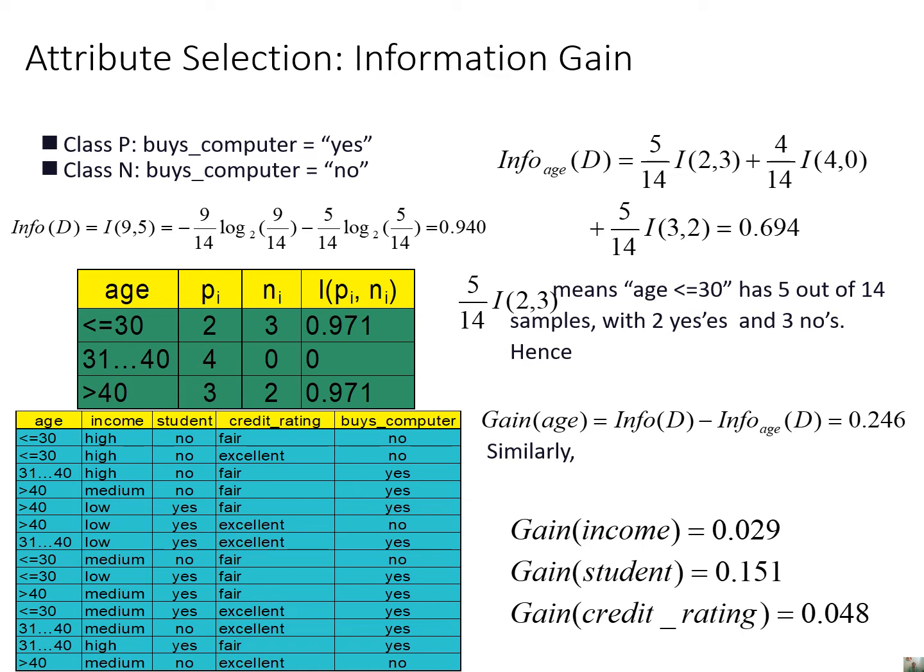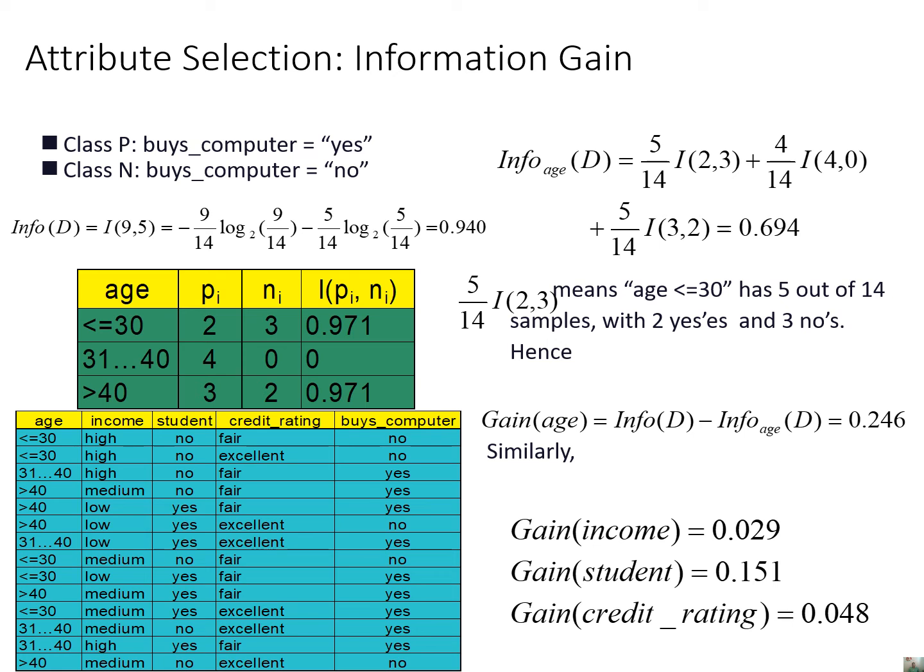This table we have already seen, and in this buys computer attribute we have different information, and depending on this information we have made two classes. One is class P, the person who has a probability to buy a computer, and the other is class N, the person who does not buy a computer, with a no tag. Out of these 14 transactions, 9 people will buy a computer and 5 will not.